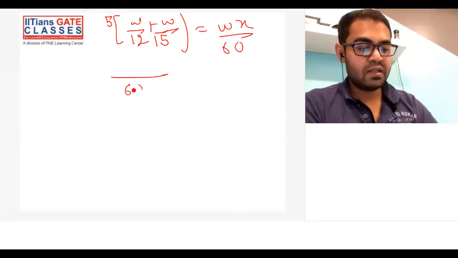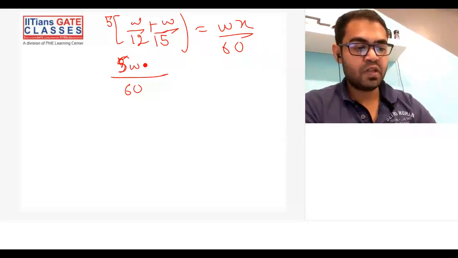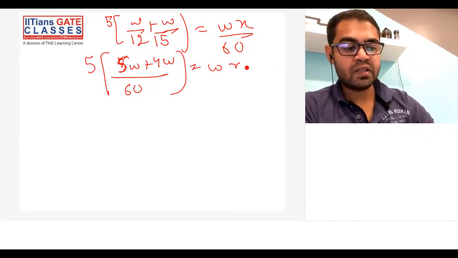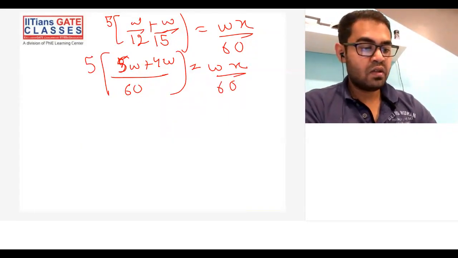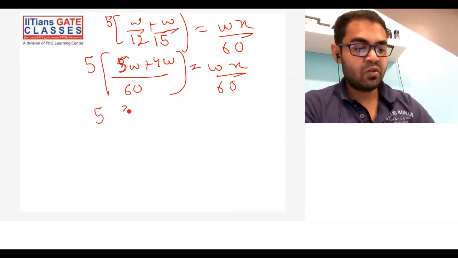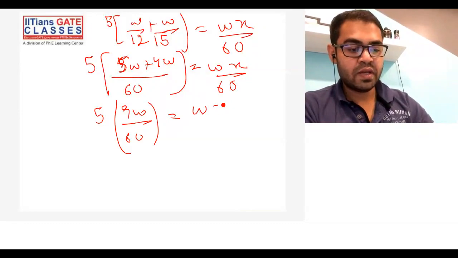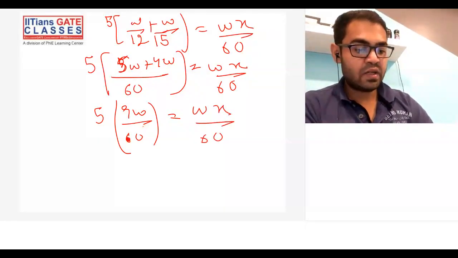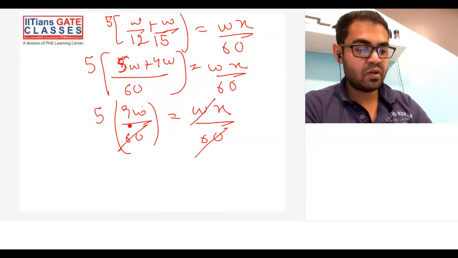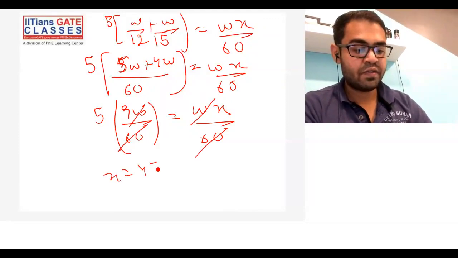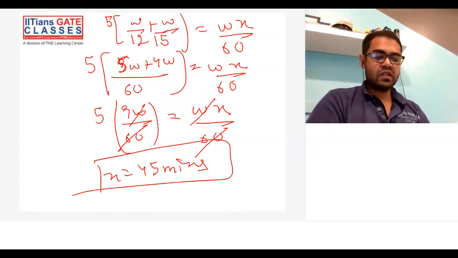Now again take the LCM 60. So this becomes 5W plus 4W times 5 is equal to WX by 60. This becomes 5 into 9W by 60 is equal to WX by 60. So I can just cancel out 60 from here, W I can cancel out. So X you get as 45 minutes.